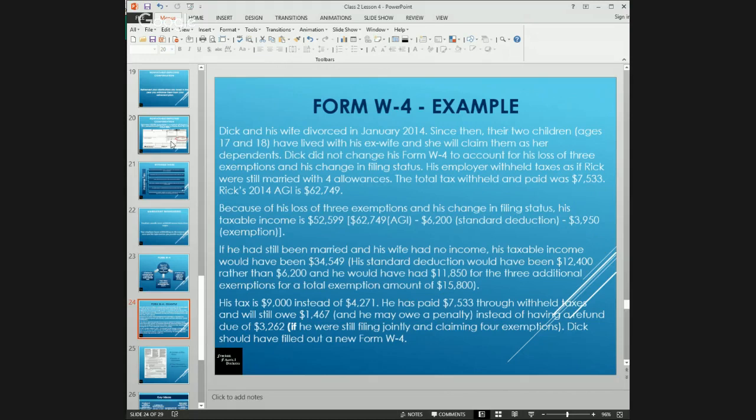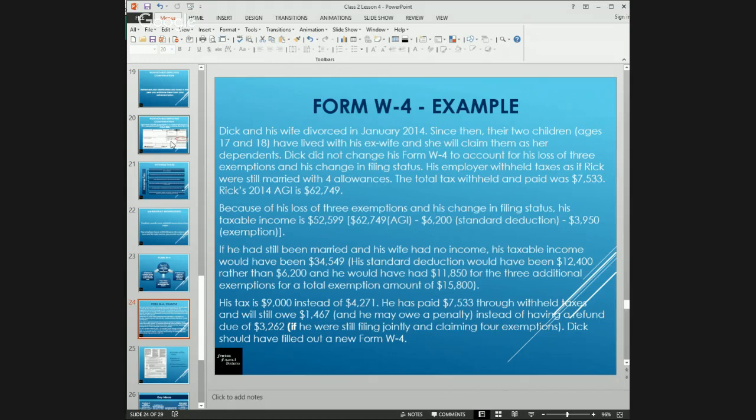If he had been married and his wife had had no income, his taxable income would have been $34,549, which would have been equal to the standard deduction and the exemptions times the number of individuals in the household. In this case, it would have been 4. His tax would be $9,000 instead of $4,271.